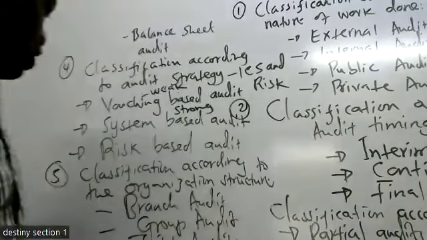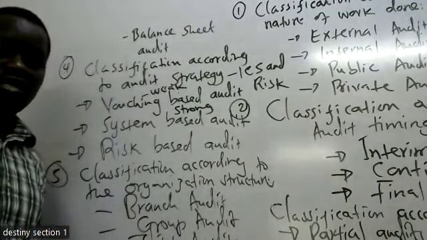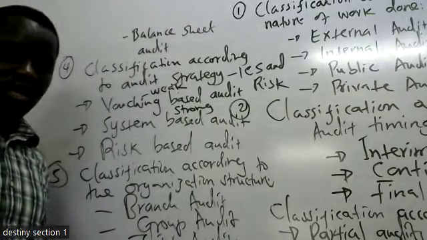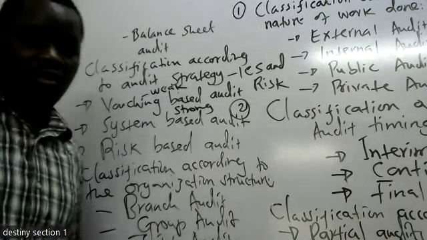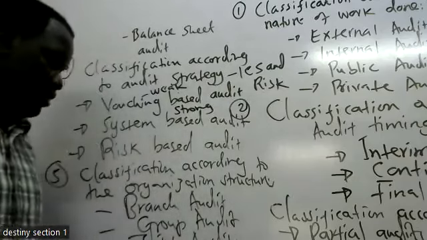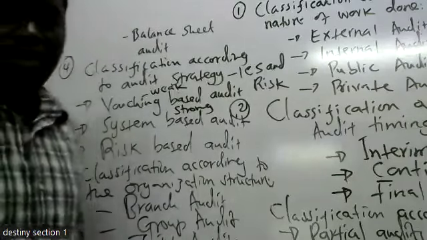Joint audit can be recommended, for example, where the senior partner is in a foreign country and the partner is in a local country. They can work together as a team and later produce one audit report for the client. So that is the joint audit.